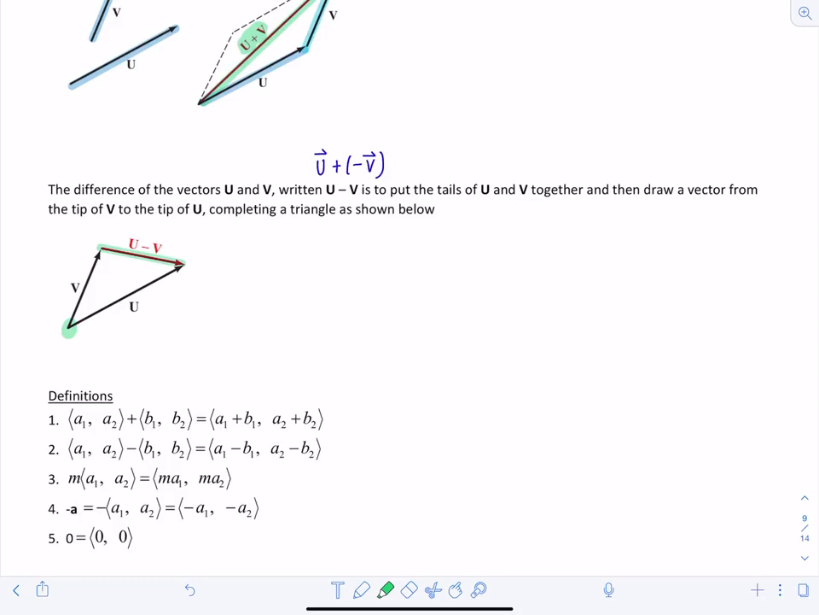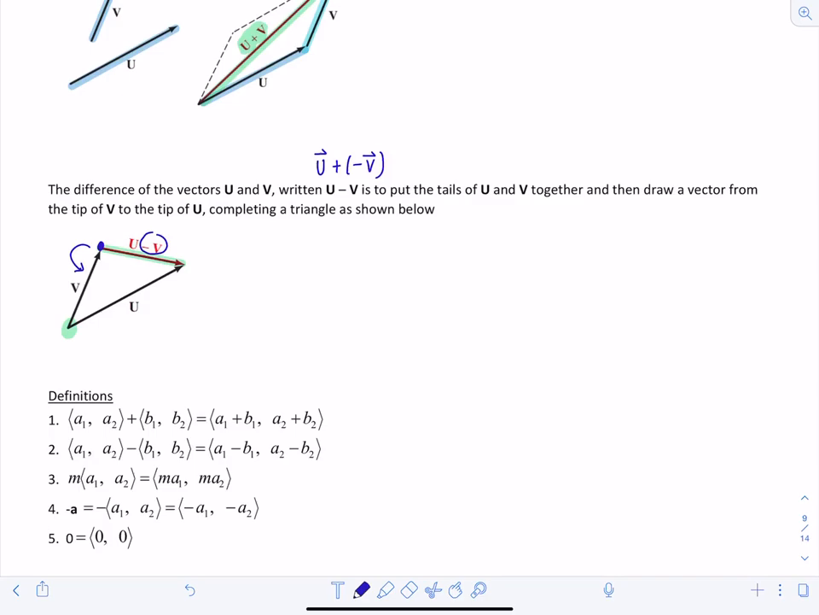And that vector is, you have to be careful. Whichever one it starts at, that's the negative one. So meaning, you see how this started on vector v? That's why it's u minus v, not v minus u. Okay? So that's sometimes a shortcut for subtraction that will be useful later on.